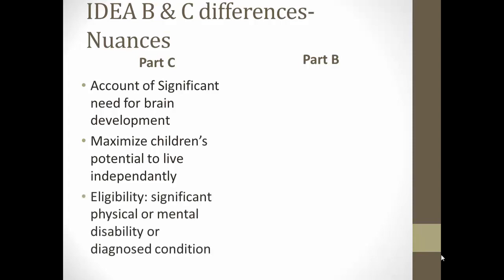The eligibility: the significant physical or mental disability or diagnosed condition. Now, the book does not go into how children are diagnosed, but we should know that it takes at least 2 psychometric examinations or tests. However, if you would like to know more information, I have posted additional resources in the website.